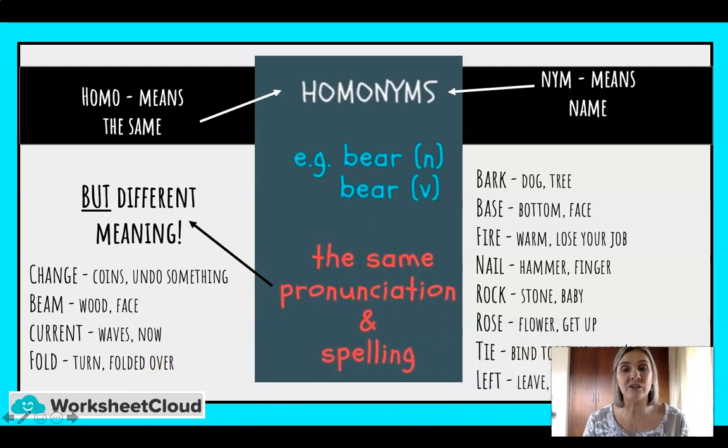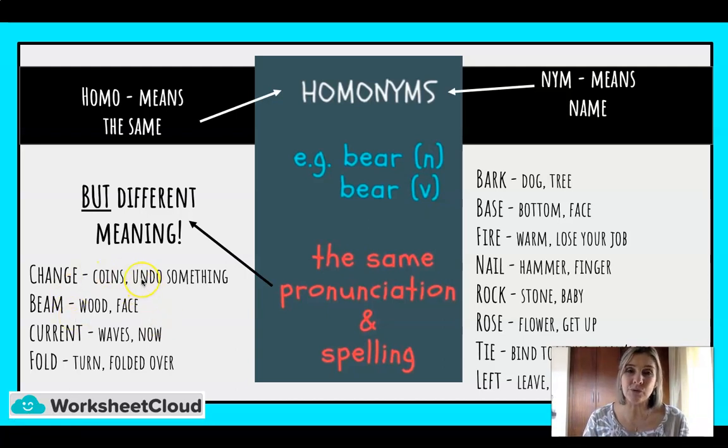So if we take a look, for example, at the two on the screen, bear and bear, as a noun, we're talking about a teddy bear or a grizzly bear. That's the noun version. If we're talking about the verb, we're saying, please bear with me as I tell you the story. Just go with me as I'm trying to tell the story. So let's look at some of these on the left-hand side. So change, we're talking about coins in your pocket or in your purse or wallet, and to change something is to undo it or to fix it.